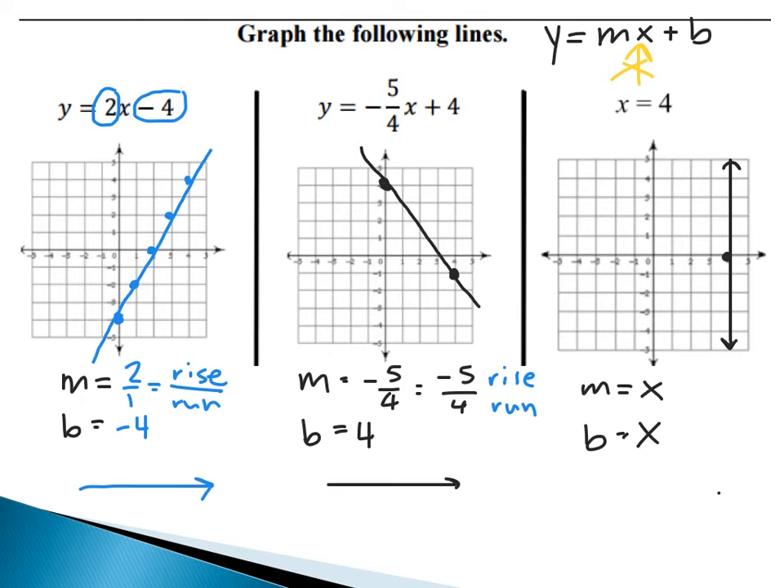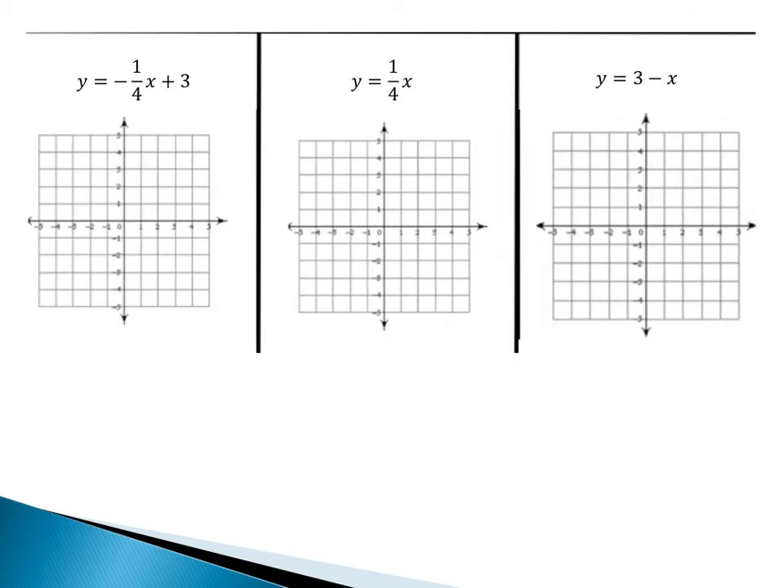And if you remember, what's the slope of a vertical line? What did we say this would be? Remember, we called this slope undefined. So this doesn't have a positive slope or a negative slope, so it's undefined. Okay, so we have 3 more examples here.